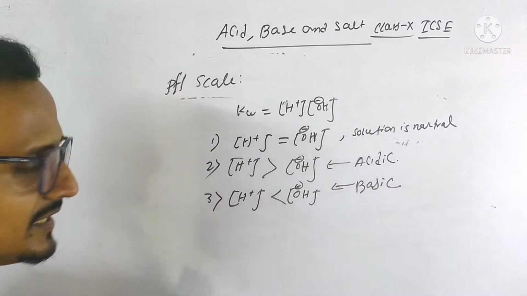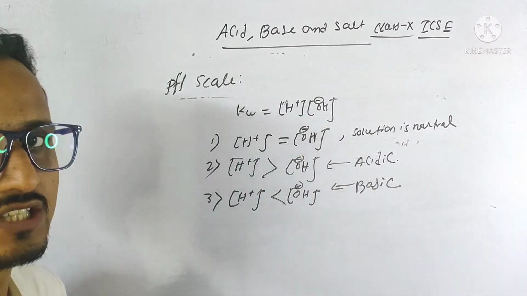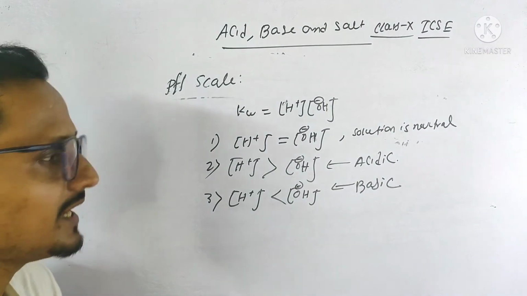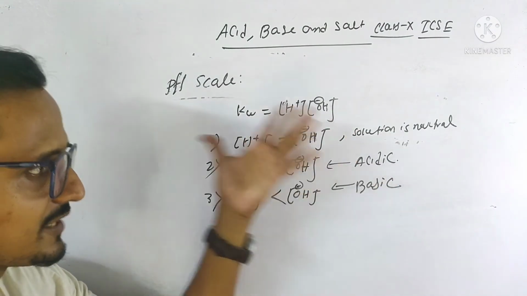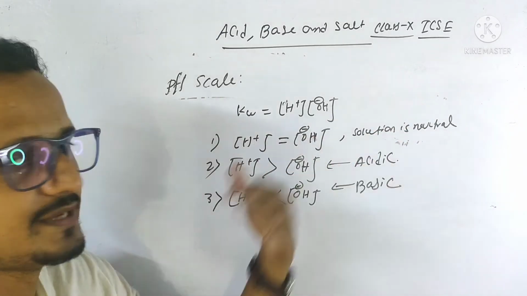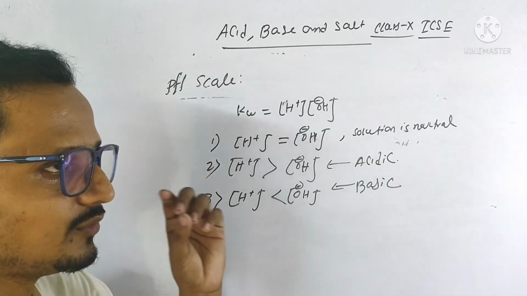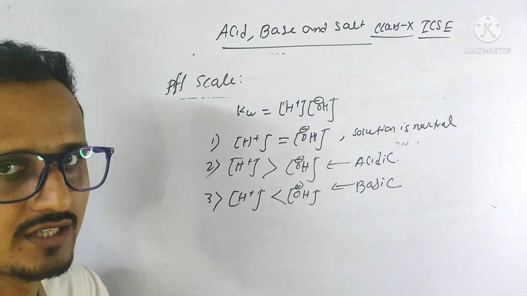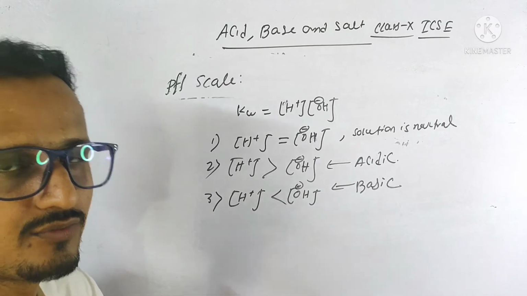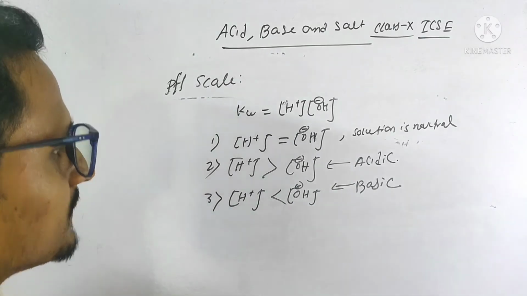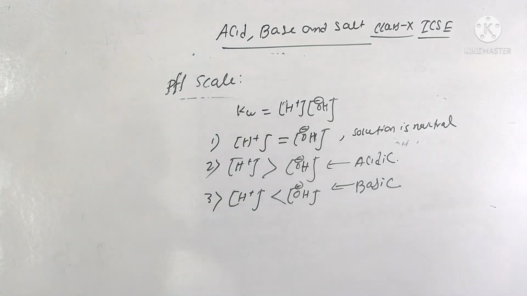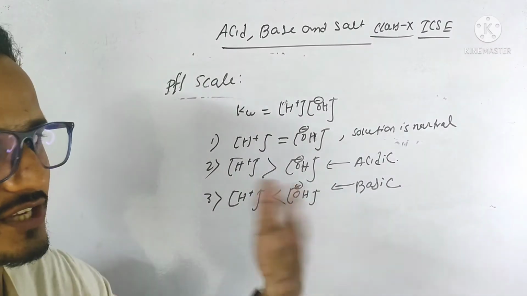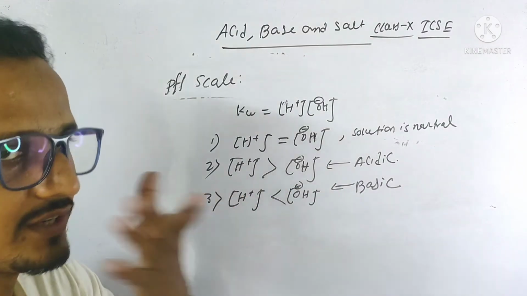So from here, the H plus ion concentration depicts whether the solution is neutral, acidic or basic. That's why the strength of a solution, that is, whether it is acidic or basic or neutral, is calculated from the H plus ion concentration.